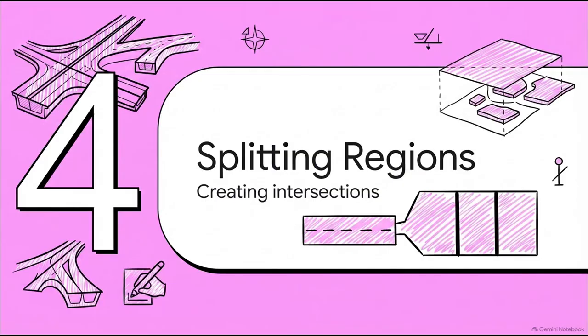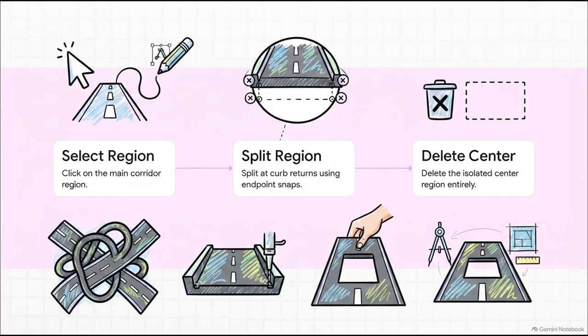All right, Section 4. Splitting regions for intersections. Let's look at how this builds into the climax of our digital puzzle, physically connecting Road 1 and Road 2 together to actually form a working intersection. You can't just mash two digital roads together. If you do, the software creates a total tangled mess of overlapping materials.